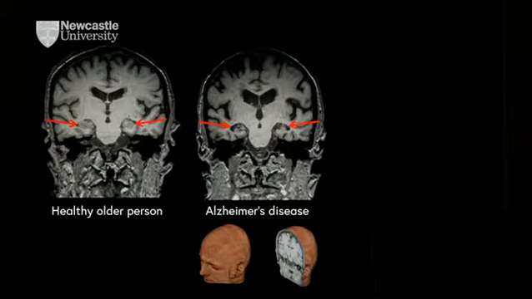The red arrows point to a structure called the hippocampus, which is a vital part of the brain for our memory. This part of the cortex is needed to allow us to store memories so we can remember things for a long period of time. In the person with Alzheimer's disease, the hippocampus has shrunk away and the brain function will be lost.